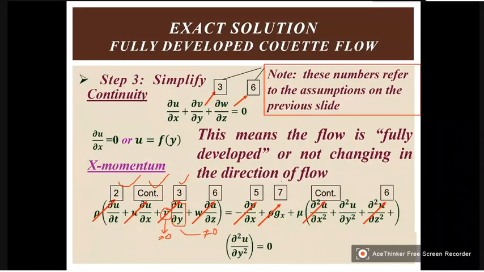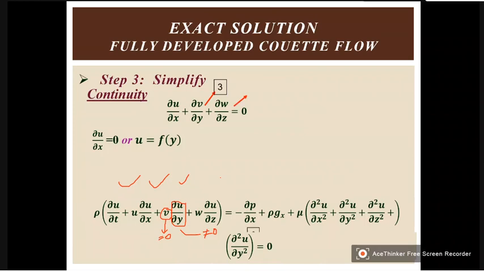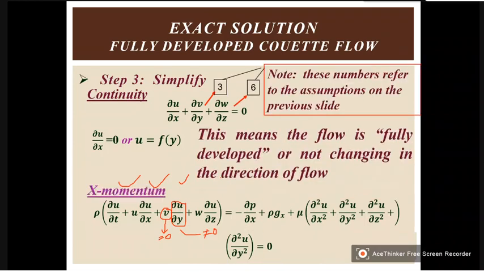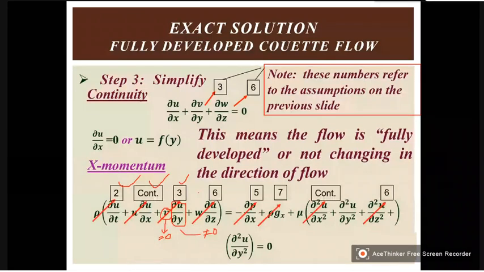Then, sixth assumption. Sixth assumption is, you can see, w is equal to 0. Two-dimensional flow. And dou by dou z is 0. So from that, this is 0. So on the left-hand side, all the four terms are zeros.